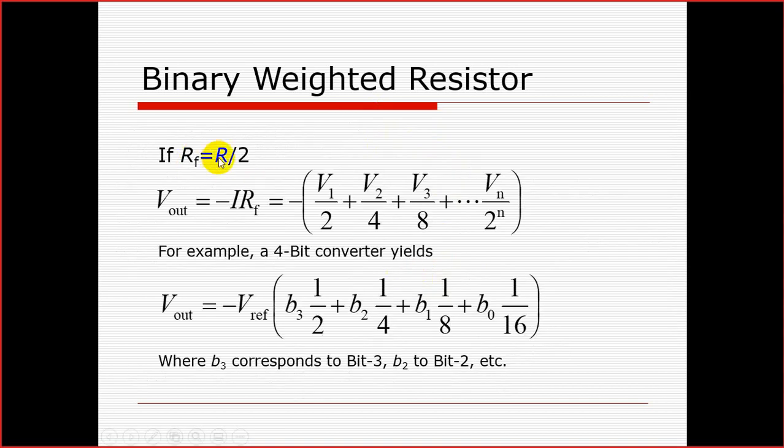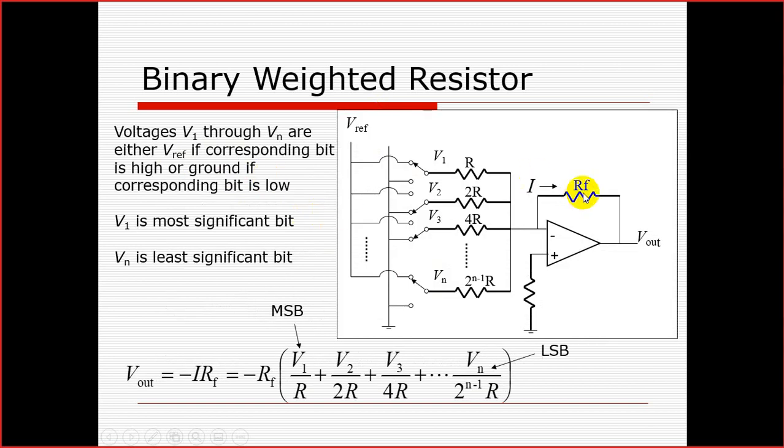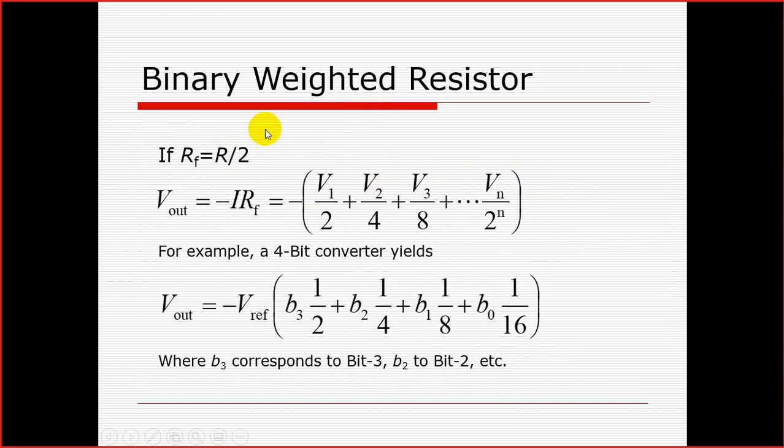If the feedback resistor RF is R divided by 2, then this is the equation of V out. For example, a 4 bit converter gives V out equal to minus V reference times the bit values: bit 0, bit 1, bit 2, bit 3. These bits are either 0 or 1, so you can easily calculate the output voltage.